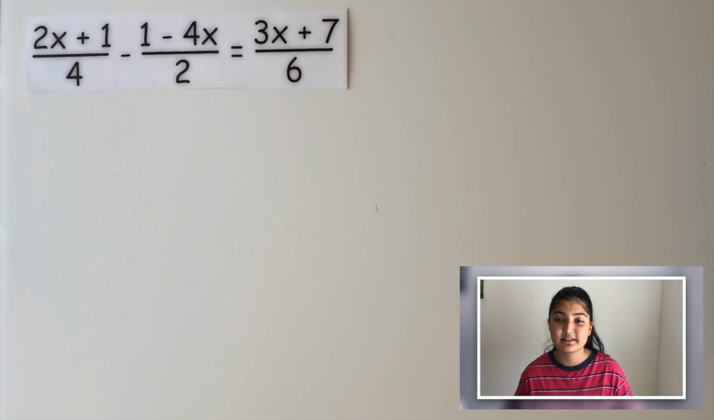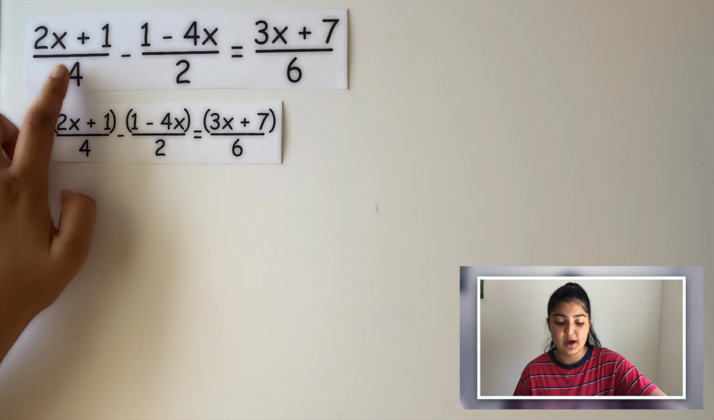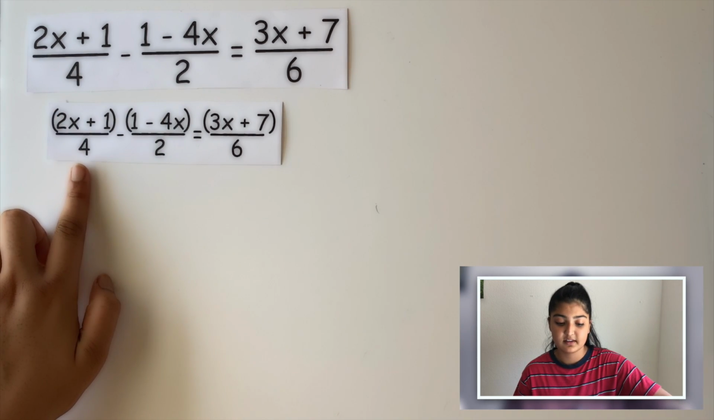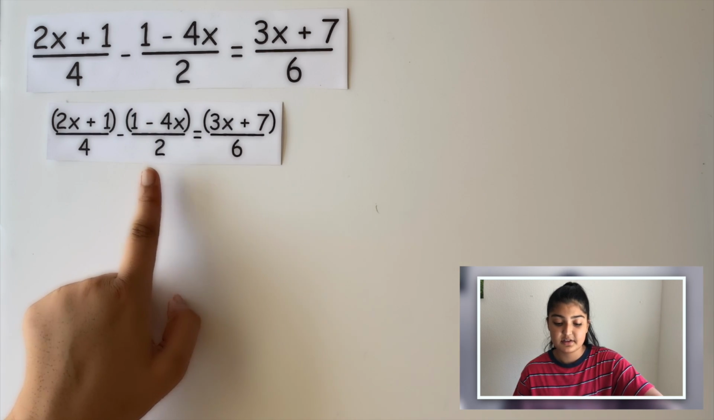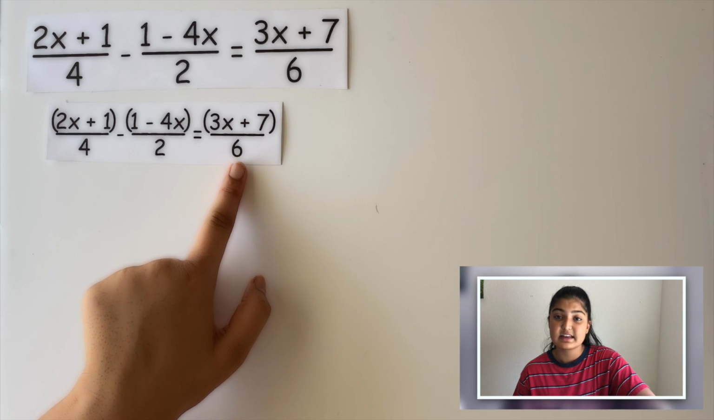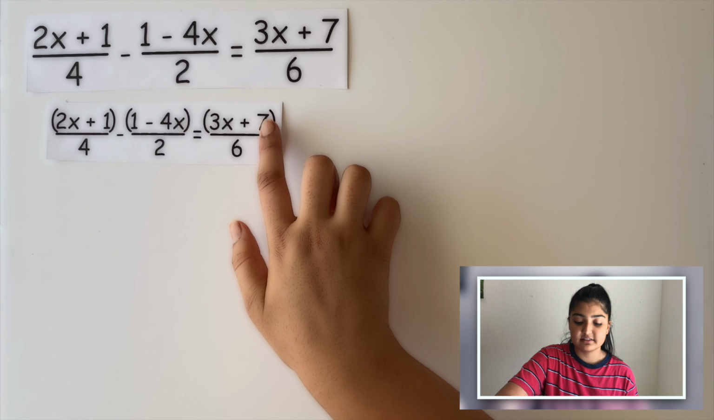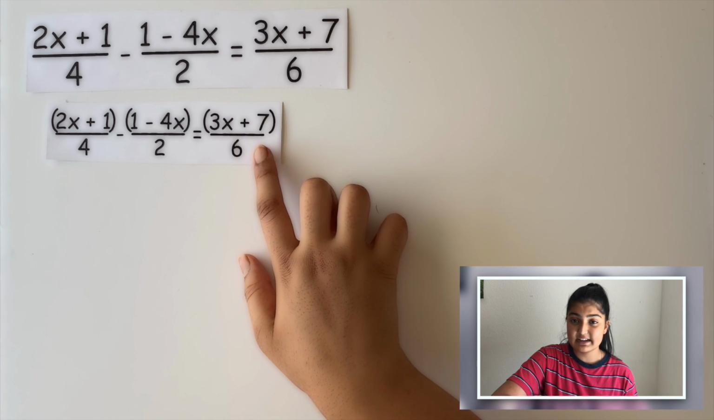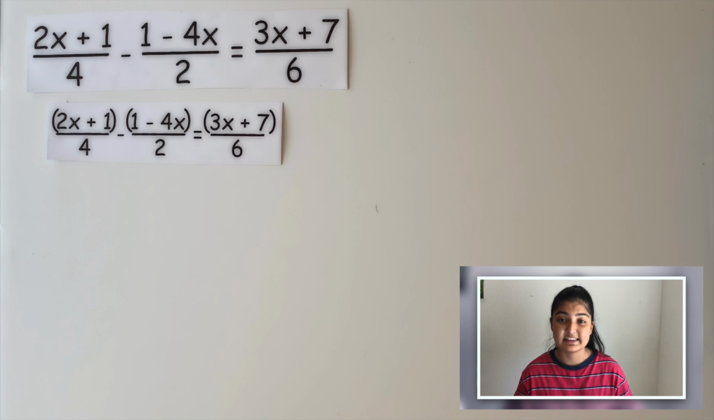The first step is to use parentheses wherever we can. We can put parentheses around 2x plus 1, 1 minus 4x, and 3x plus 7. These parentheses tell us that we should treat whatever is inside the parentheses as a single unit and keep it together.